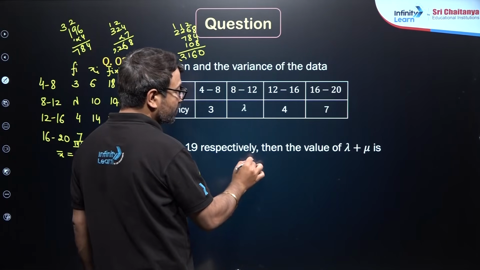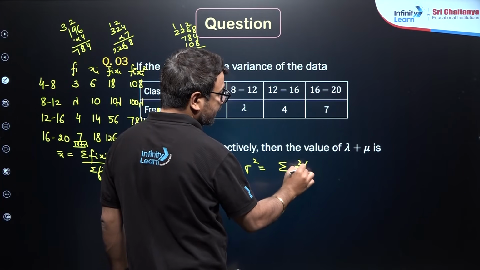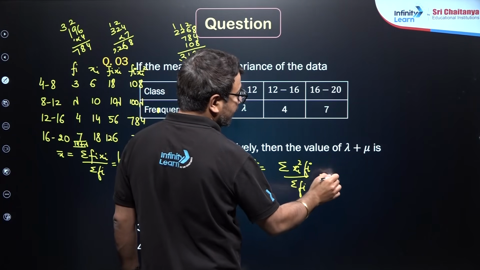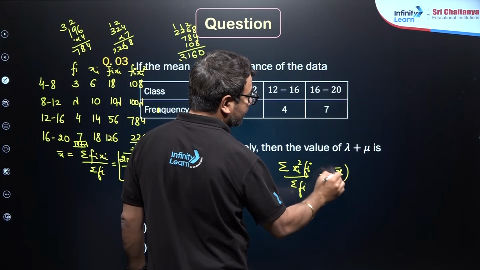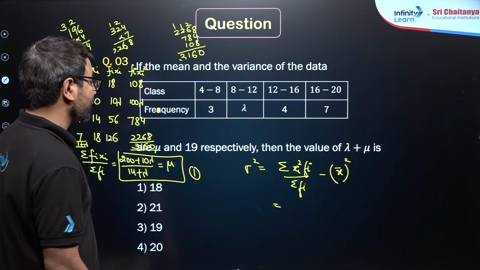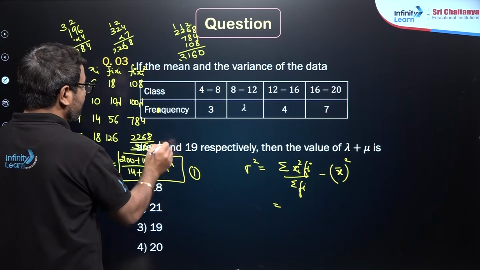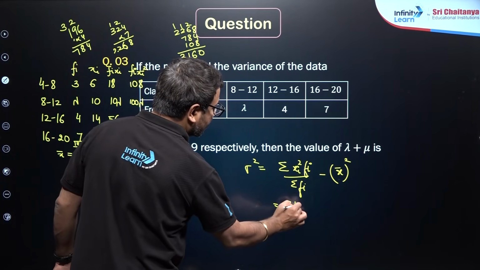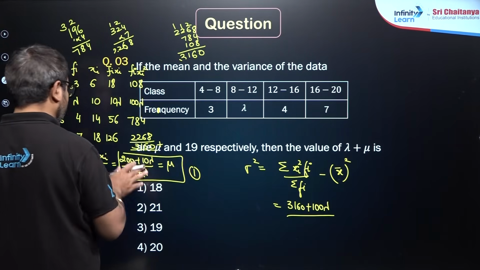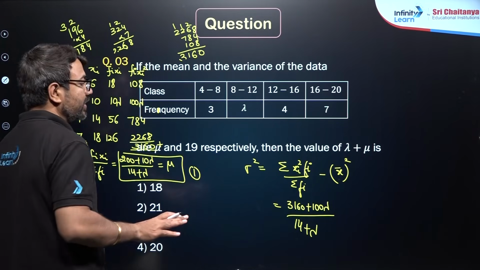So my dear students, the variance will become sigma Xi square into Fi whole divided by sigma Fi, and then minus mean square. I hope you are able to understand this. So over here you have a value in terms of lambda, that is 3160 plus 100 lambda whole divided by the sum of all the frequencies, that is 14 plus lambda. I hope this is clear to you.